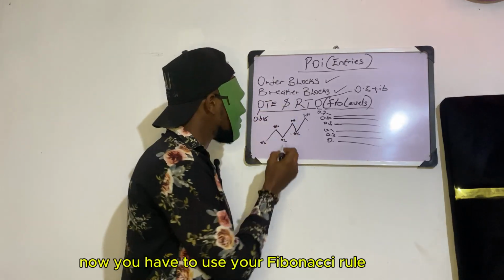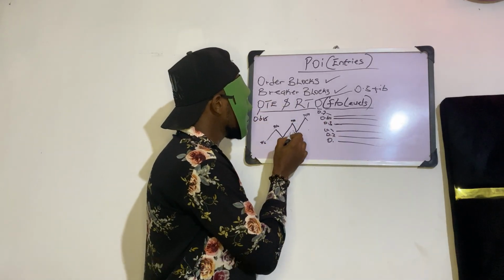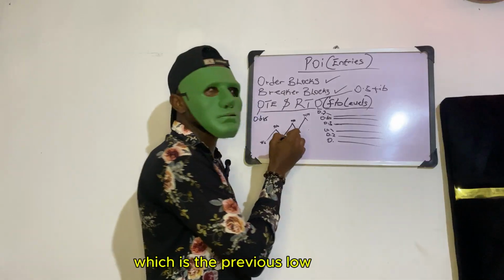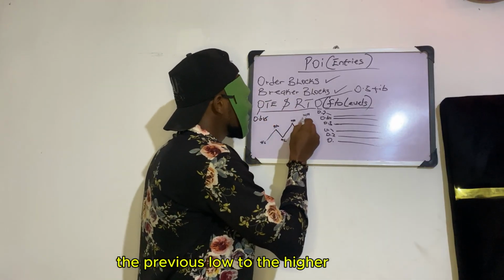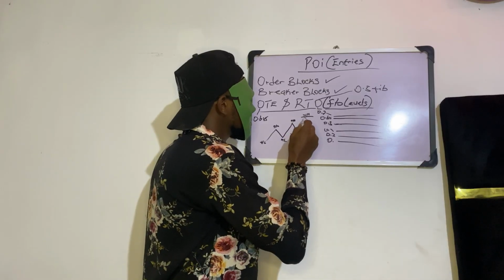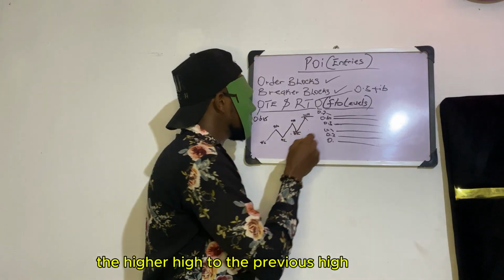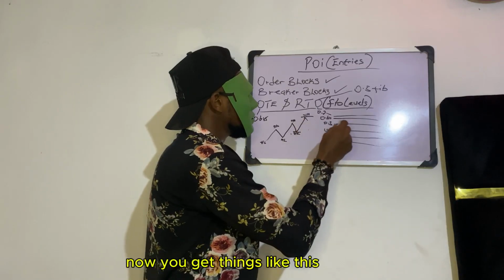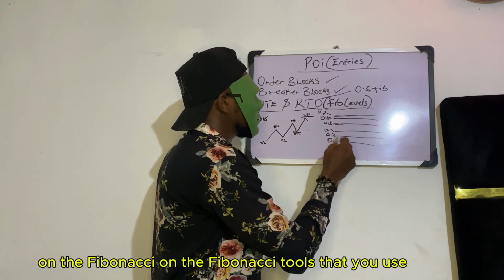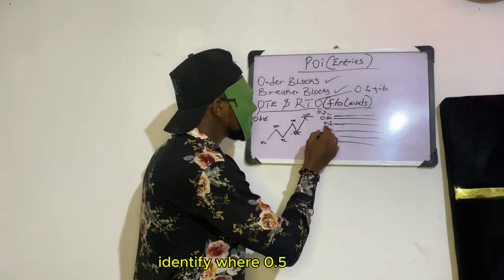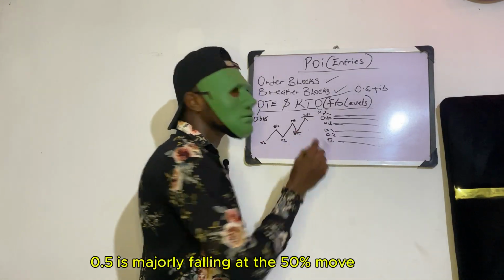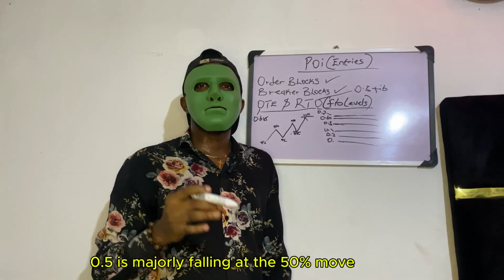It will reverse. Now, you have to use your Fibonacci rule and measure from this point, which is the previous low, to the higher high, the previous high. Measure from here to here. Now you get things like this on the Fibonacci tool that you use. Identify where 0.5 is majorly falling, at the 50% move.